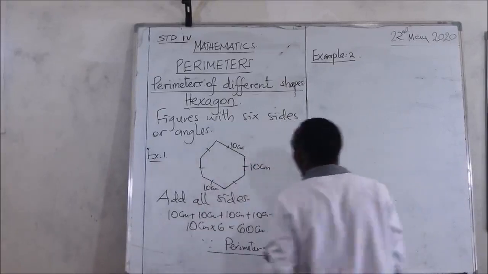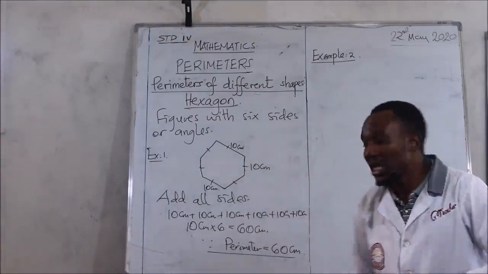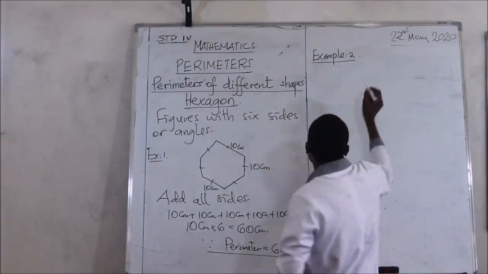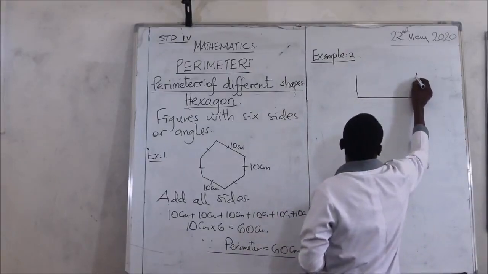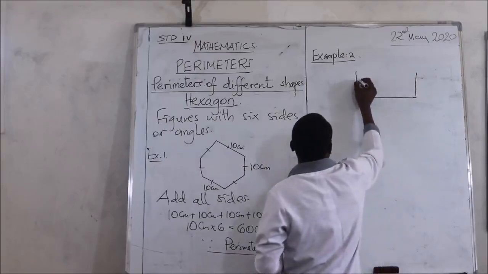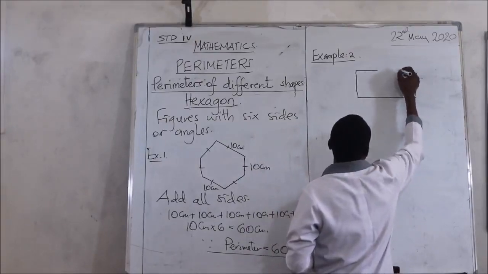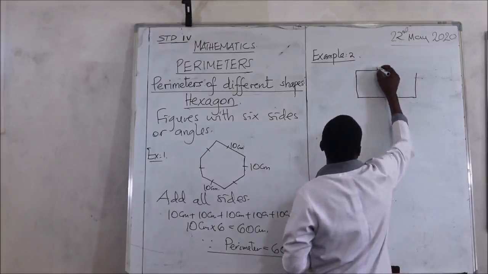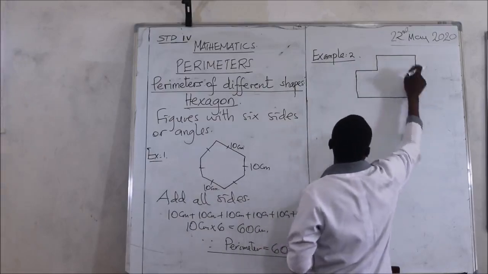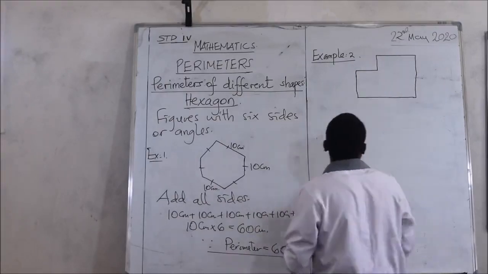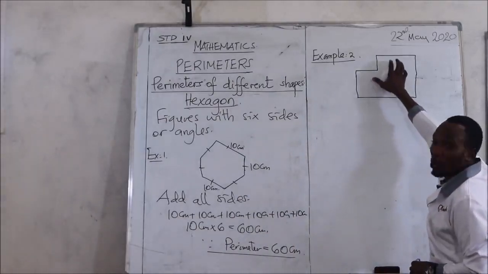Example number 2 about hexagon. We can say it is a figure with 6 sides. Let's draw the figure with 6 sides. Now, let's look at this one. This is also a figure with 6 sides or 6 angles.